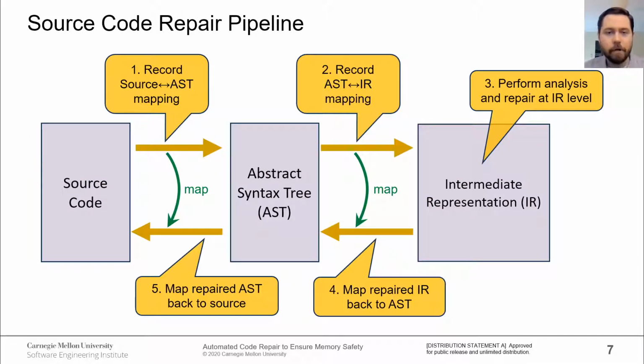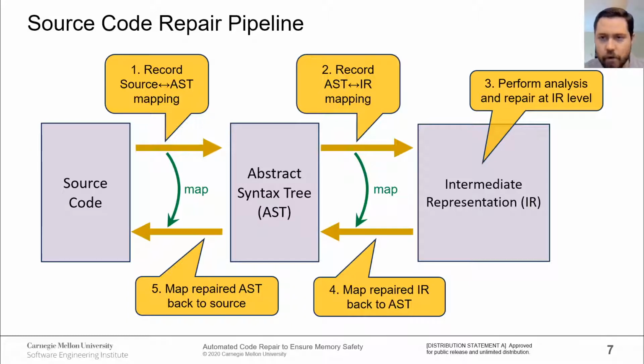Here we see the repair pipeline used by our tool. In step 1, we parse the original source code into an abstract syntax tree, an AST, but we also maintain a mapping back from the AST to the original source code text. In step 2, we translate the AST to an intermediate representation, an IR. And again, we retain a mapping from the IR back to the AST.